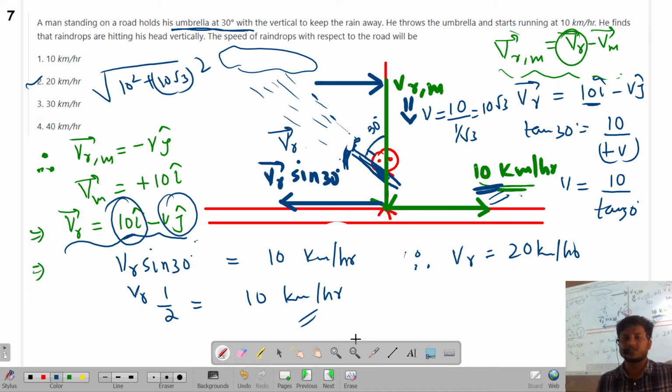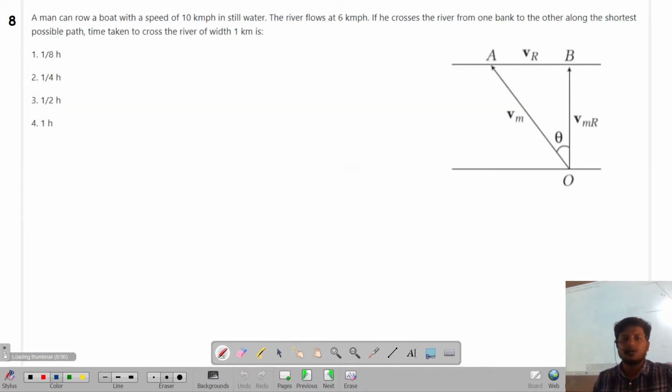Okay, moving to the next question. Hey, wake up. What are you guys doing? A man can row a boat with a speed of 10 km per hour in still water. The river flows at 6 km per hour. If he crosses the river from one bank to another along the shortest possible path, the time taken to cross the river of width 1 kilometer is?